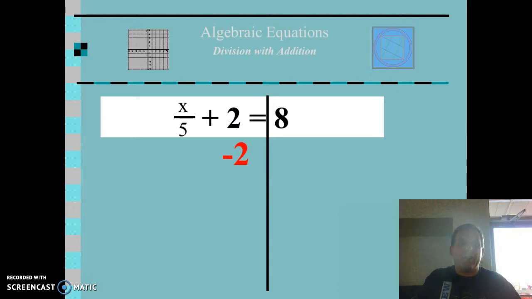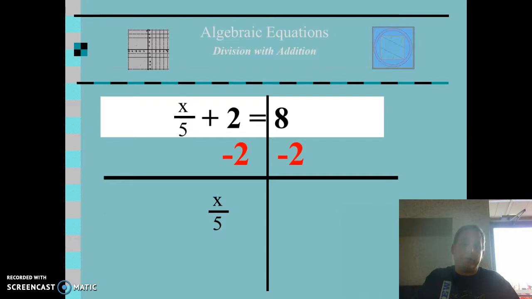So we forgot our line of time, so we're going to put it in now. We're going to balance our equation by subtracting 2 from the other side. 2 minus 2 is 0. Bring down your x over 5 equals 6. Now we have x divided by 5. Since we're dividing, we've got to get rid of this 5. The opposite is to multiply. So we're going to multiply both sides by 5. The 5s cancel, and we're left with x equals 30.